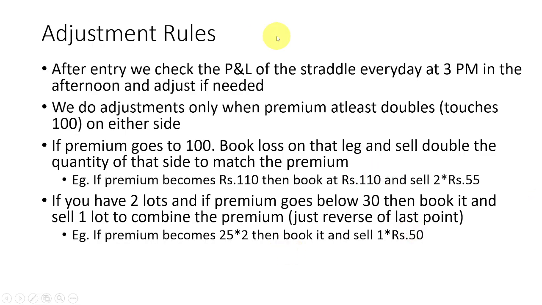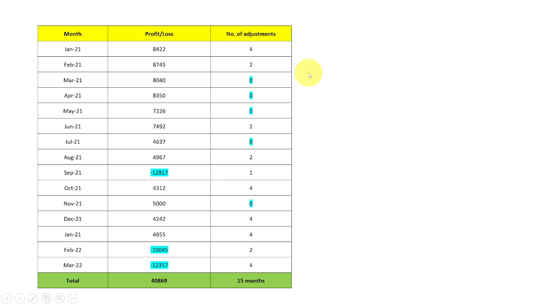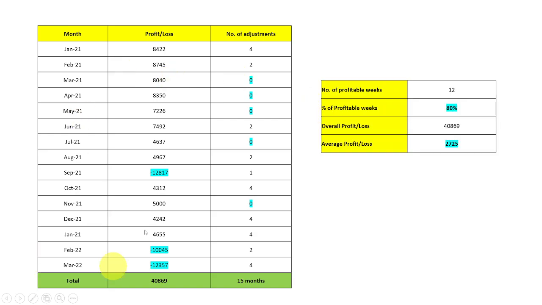I'll just explain these with a few examples so that you can have a clearer picture. This is the backtested result of the last 15 months that I have done. You can see that out of the 15 months, 12 months were profitable, so the probability of profit is around 80%. Overall profit is 40,000 and average profit is 2,700.